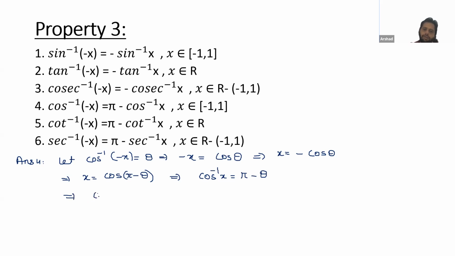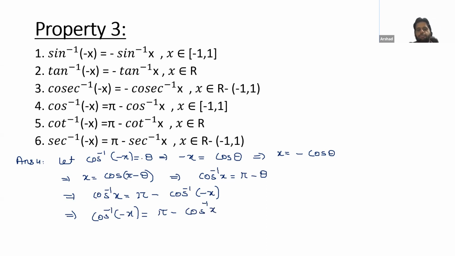And now here you have cos inverse x is equal to pi minus theta. Now in place of theta, put the previous value, that is cos inverse of minus x. So shift this cos inverse of minus x to the left side and shift this to the right side, so you will get this one. I hope this is clear to everyone. Now please note this down, and raise your hand once it is done so that we can start the questions.